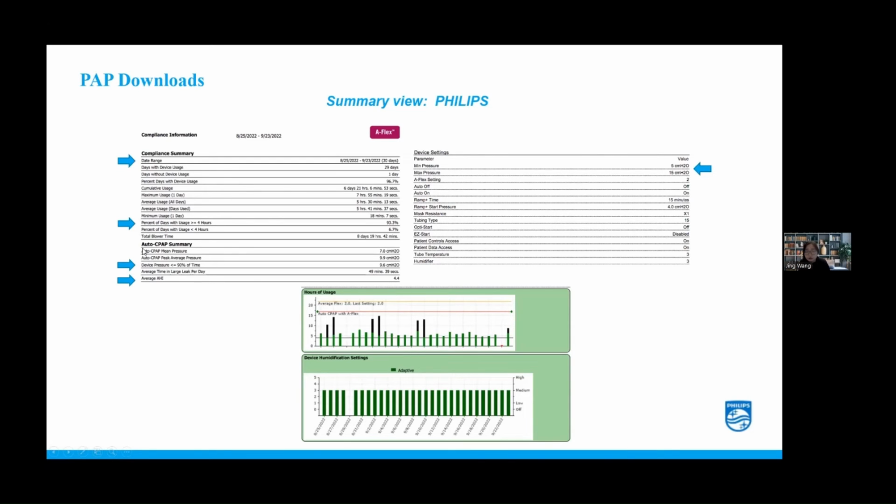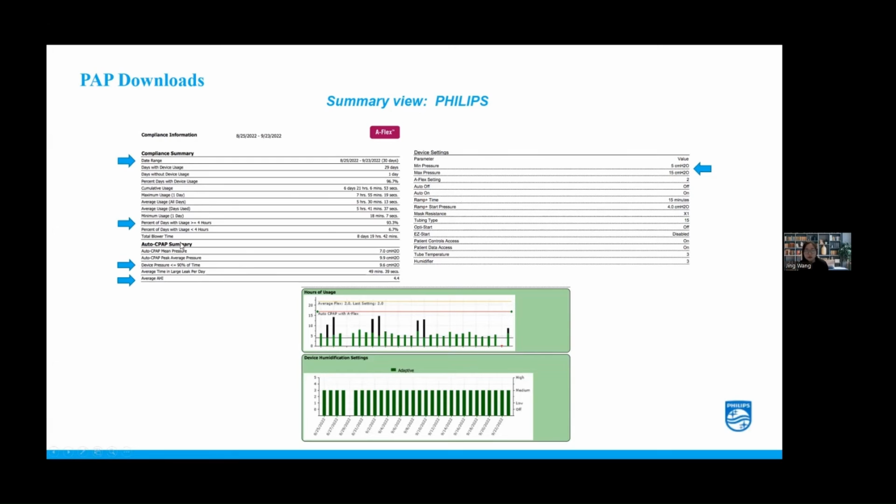It will also show you the settings on the machine, the minimum and the maximum. In this case, the patient has an auto CPAP set between 5 to 15 centimeters of water. A-Flex is the Philips version of the pressure drop on patient exhalation, which is touted as more of a comfort feature. You can also see what the ramp settings are, whether it's on or off, and how long the machine takes to ramp up. Ramp starts at a lower pressure and slowly builds up to the treatment pressure over a specified period of time.